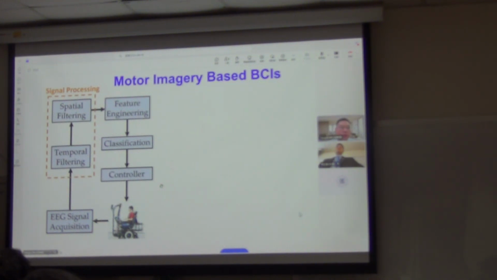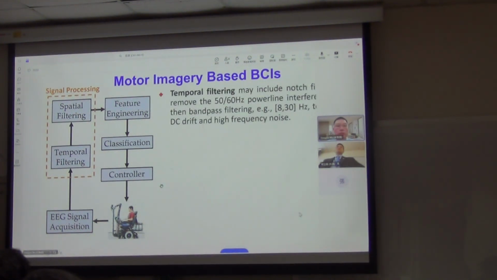After EEG signal acquisition, first we need to perform temporal filtering to smooth the original EEG signal and also to remove some noise. This temporal filtering may include notch filtering to remove the 50 or 60 Hz power line interference, and then bandpass filtering, for example 8 to 30 Hz, to remove DC drift and high frequency noise.